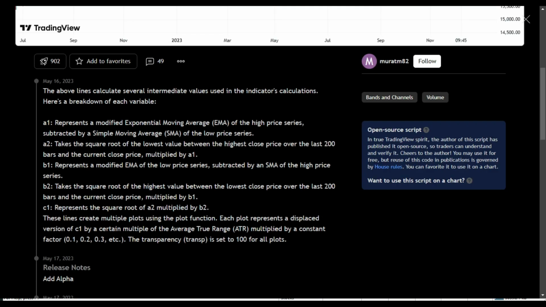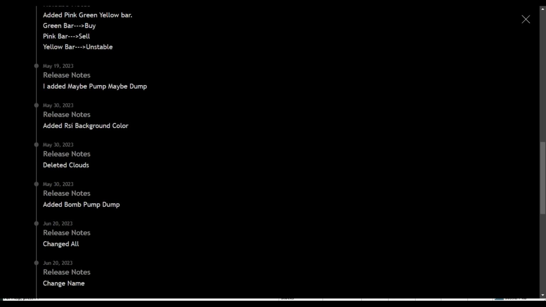So there is a little explanation here about this indicator. As we can read, the author of this indicator said, the above lines calculate several intermediate values using indicator calculation. A1 represents a modified exponential moving average of the high price series, subtracted by a simple moving average, SMA, of the low price series. A2 takes the square root of the lowest value between the highest close price over the last 200 bars and the current close price multiplied by A1. B1 represents a modified exponential moving average of the low price series subtracted by an SMA of the high price series, and so on.